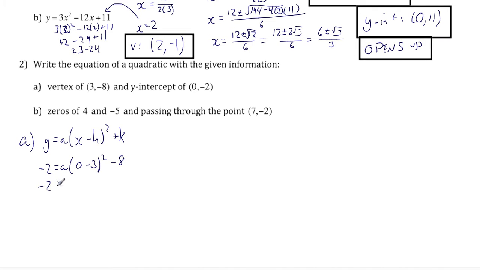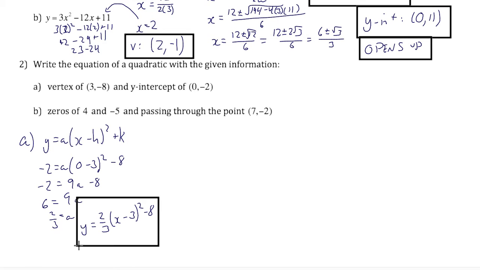So we get negative 2 equals 9a minus 8. We add 8 to both sides. So we get 6 is equal to 9a, or a is equal to 6 over 9, which is 2 over 3. So we put that back in, we get y is equal to 2/3 times x minus 3 squared minus 8. And that is it. Number 1.